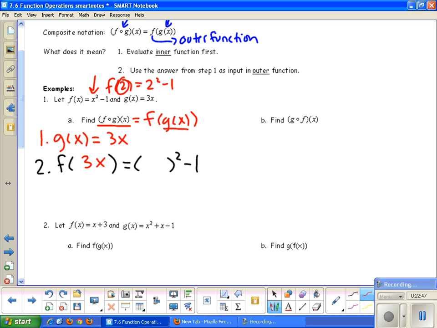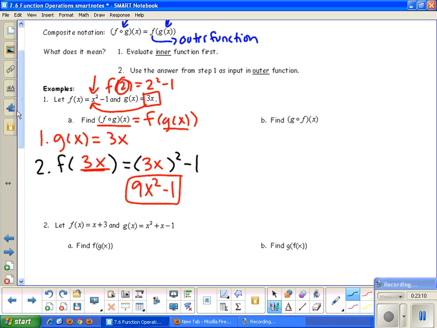Instead of plugging in a number here, we're plugging in an entire function. So I'm plugging in 3x squared minus 1. And then 3 squared would be 9. x squared is just x squared, minus 1. So this would be my composite of functions. It means you're taking one entire function and plugging it into the other function. So we took this whole thing and plugged it in for x right here.